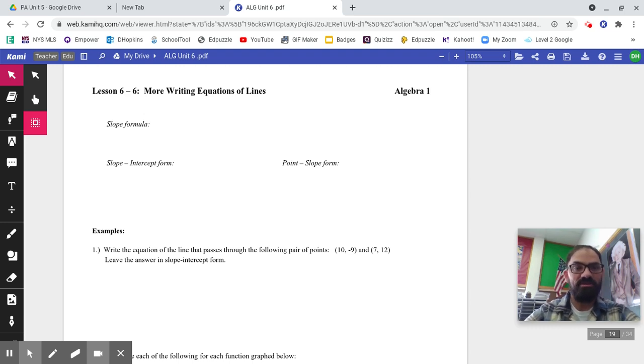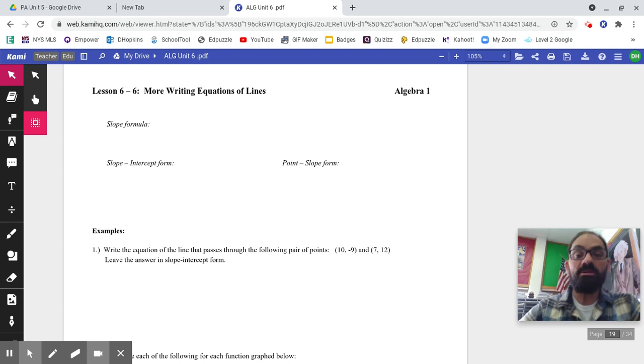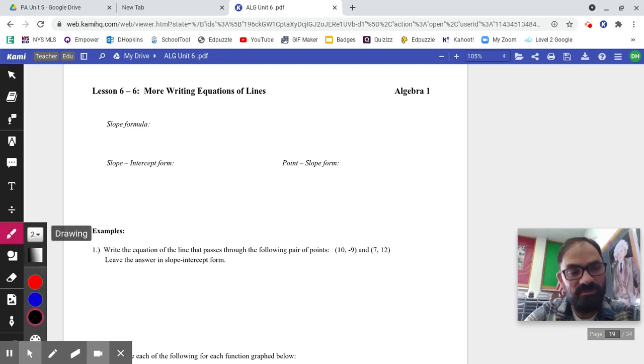Today we are looking at more equations of lines, and yes, we have to write them. So we will be learning and introducing a new formula today, so this is good, right? Slope formula, we already know this one. Piece of cake.